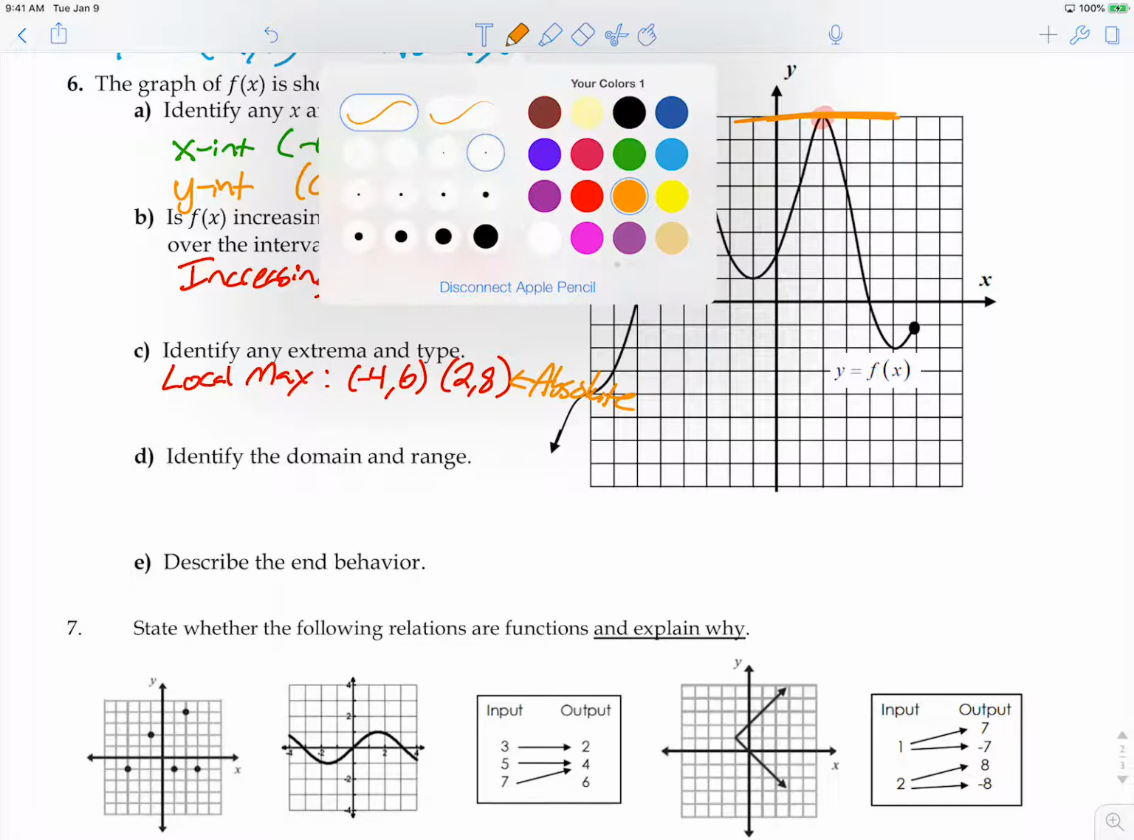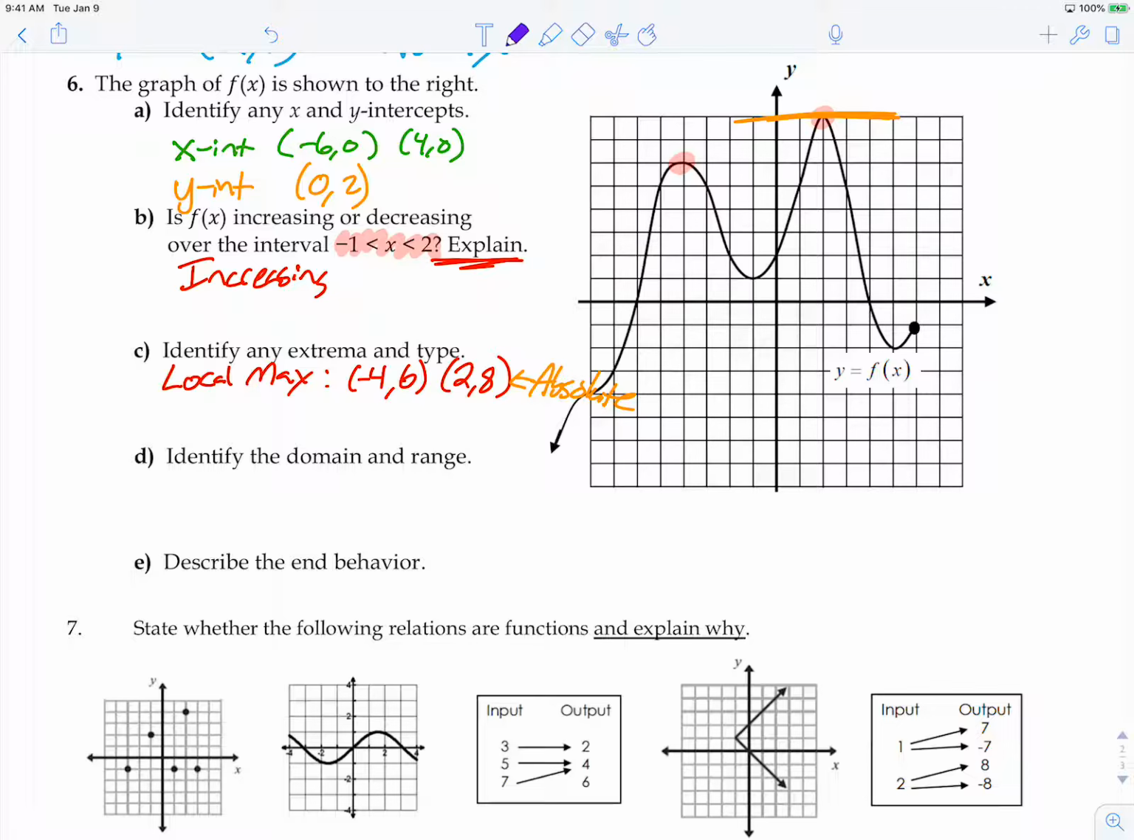For the local minimum, those are like the bottom of valleys, so that's kind of like right down there. So that local minimum is at negative 1, 1. However, oh, and I forgot another one down here, at 5, negative 2. However, for the absolute minimum, there is no absolute minimum because of this arrow. So there's no absolute minimum.